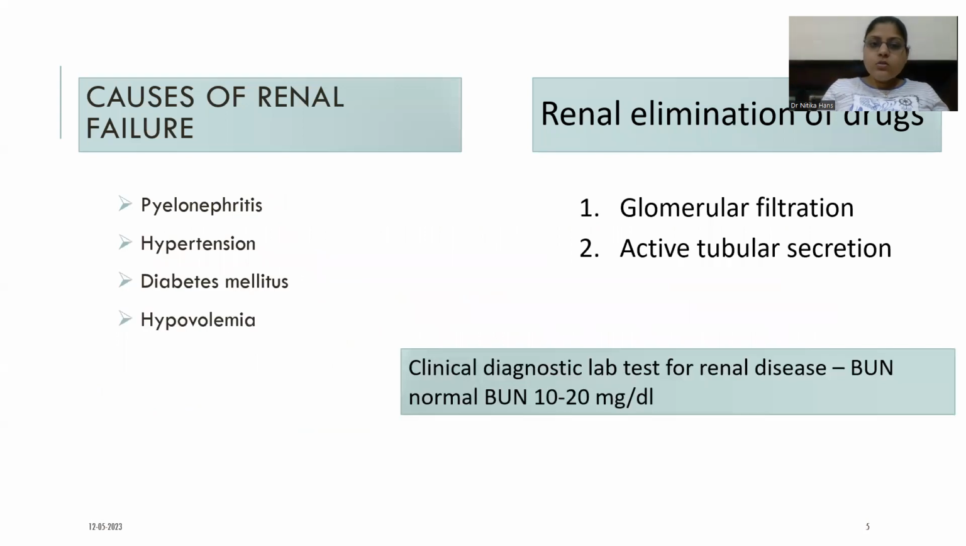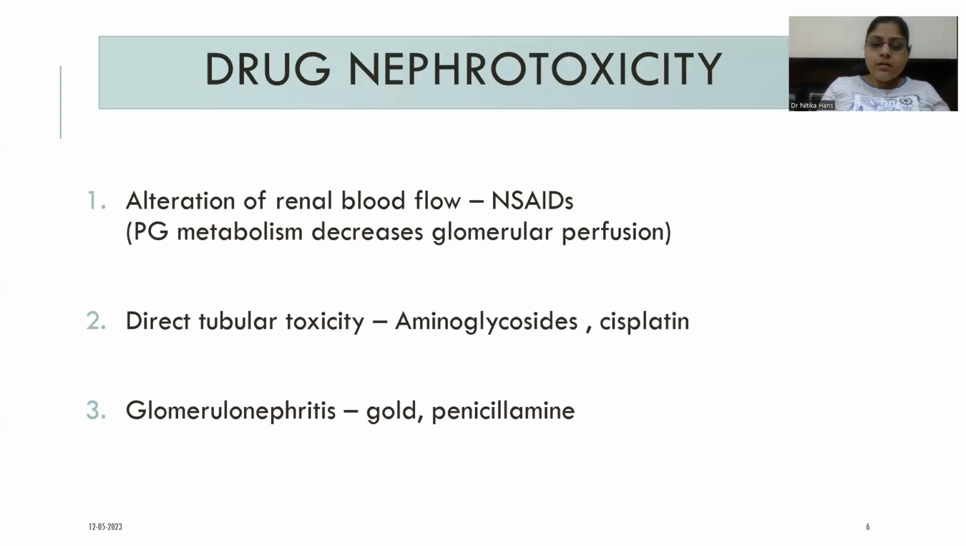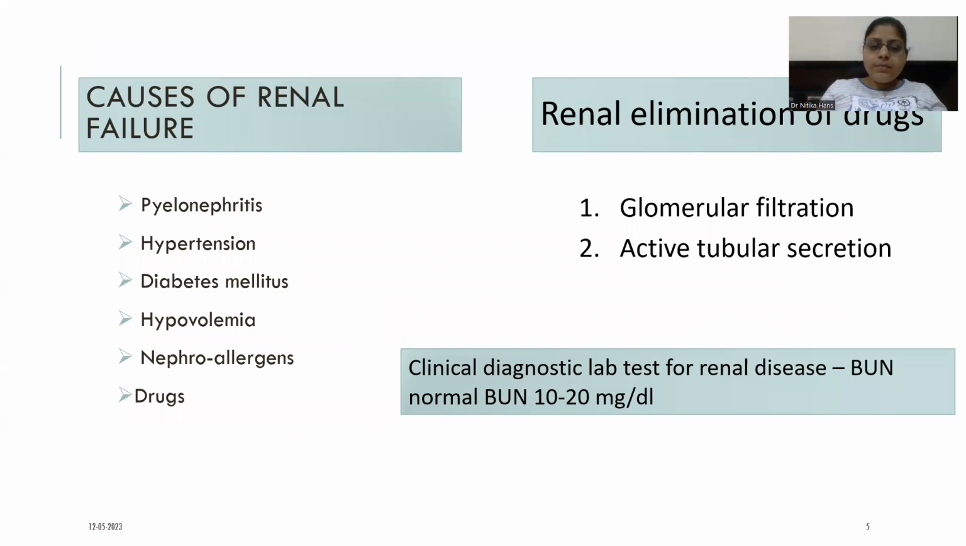Now, these are the causes of renal failure. These can be pyelonephritis, hypertension, diabetes mellitus, hypovolemia, nephrotoxins, and various drugs that can lead to kidney failure. Drug elimination can occur by two methods: glomerular filtration and active tubular secretion.